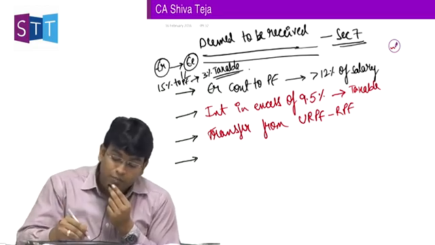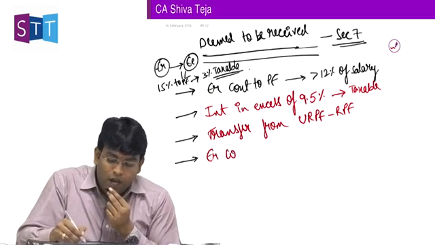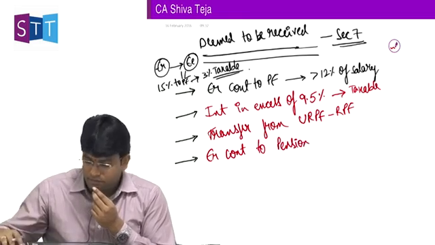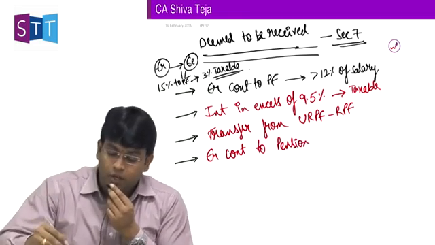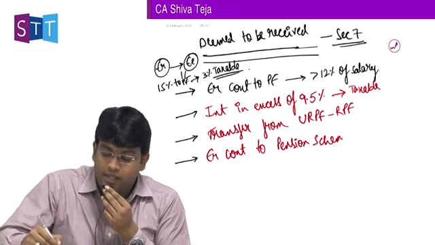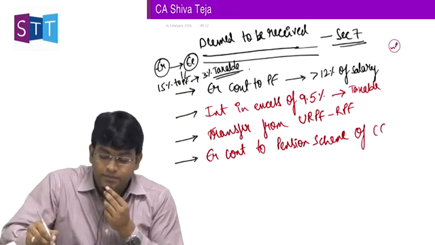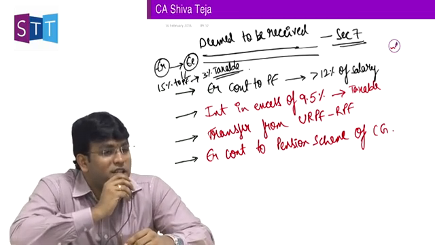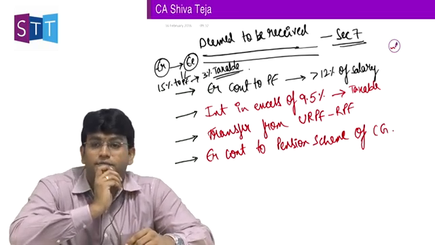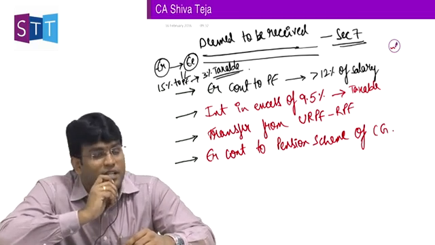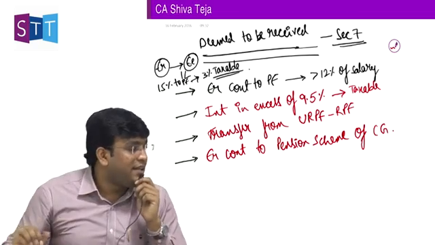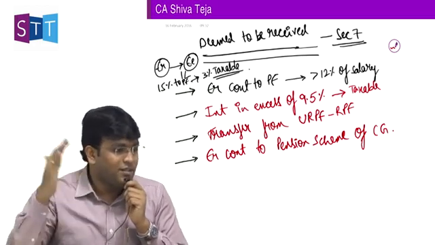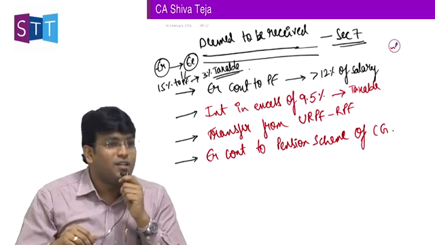The last point we have, sir, is employer contribution to pension scheme of central government. I repeat again, employer's contribution to pension scheme of central government. What scheme, sir? Pension scheme of central government. In fact, there was a section called 80CCD which talks about the pension scheme of central government. Anyway, we will talk about that in the deductions topic. Don't worry.